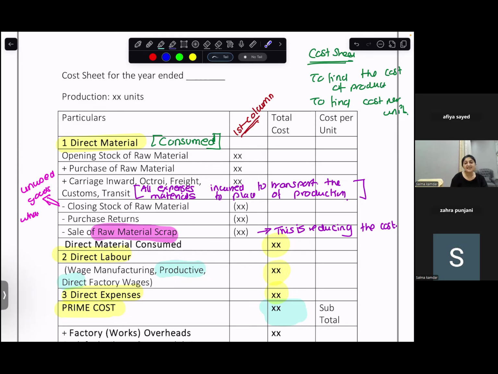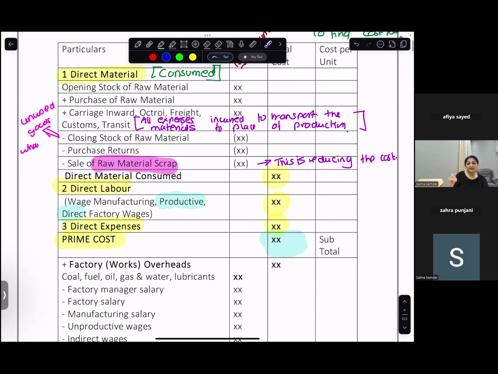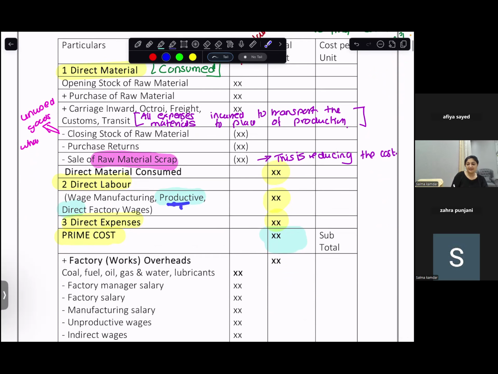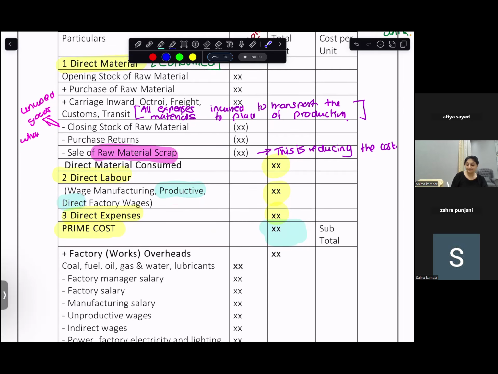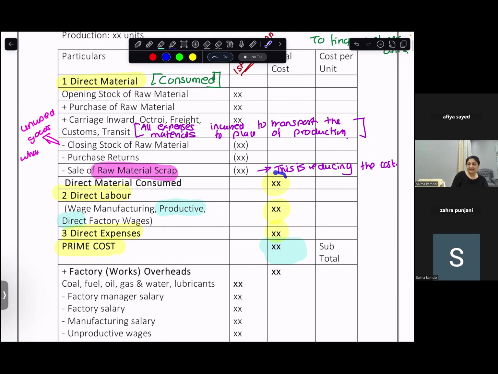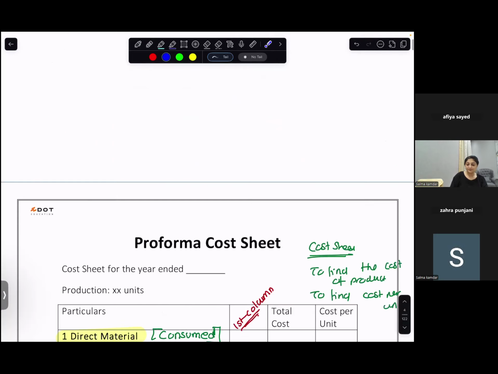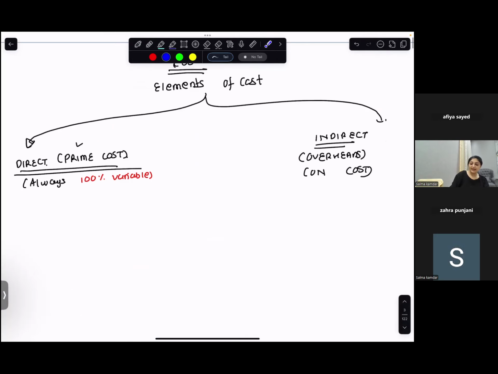If it is wages and salaries, where will it come? Direct labor. And if it is indirect salaries and wages? Indirect. If it is productive salary? Direct. Because which word is important? Productive. So you have direct material consumed, you have direct labor, you have direct expenses. You add, you will get what? Prime cost.